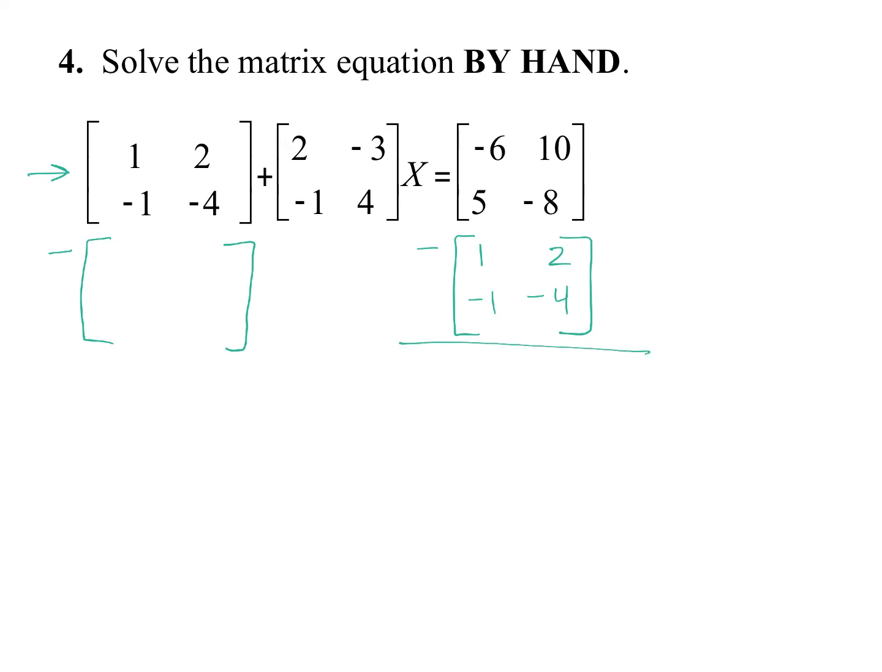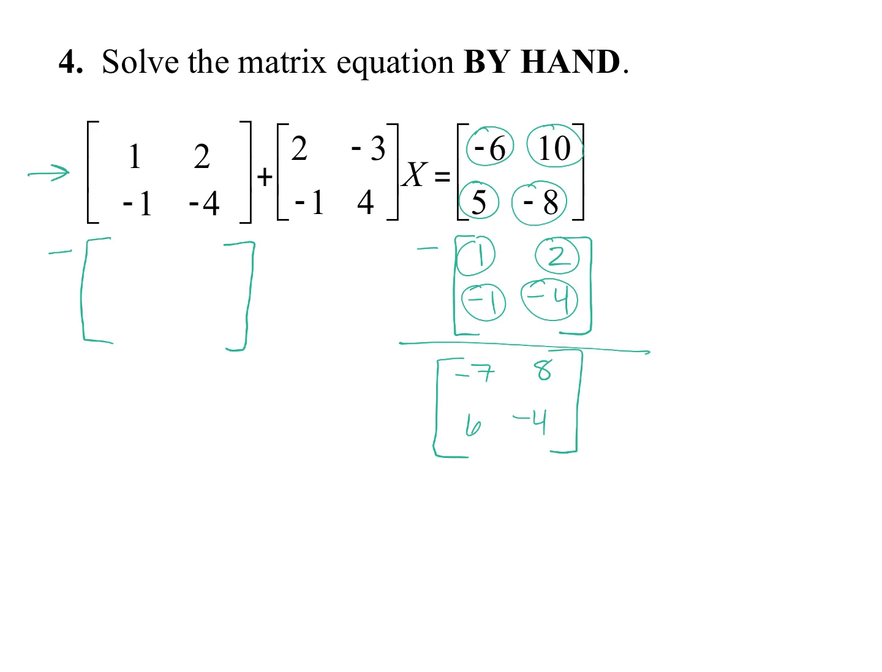So when we do that subtraction, we end up with, so it's -6 minus 1 is a -7. Then it's 10 minus 2 is 8. 5 minus a -1 is 6, right? Plus a +1. And then -8 minus a -4 would be -8 plus 4, which is a -4.